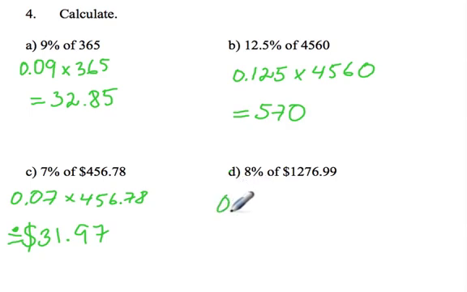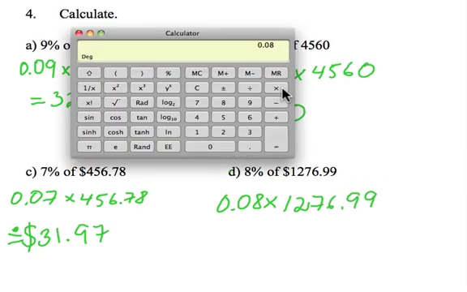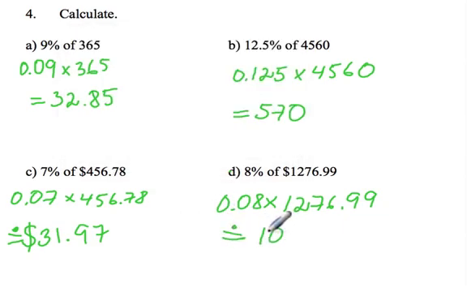8% we can rewrite as 0.08, and now we're calculating 8% of this number, so times 1276.99. 0.08 times 1276.99 equals $102.16, because the third decimal place is 9, so we are rounding up, so $102.16.